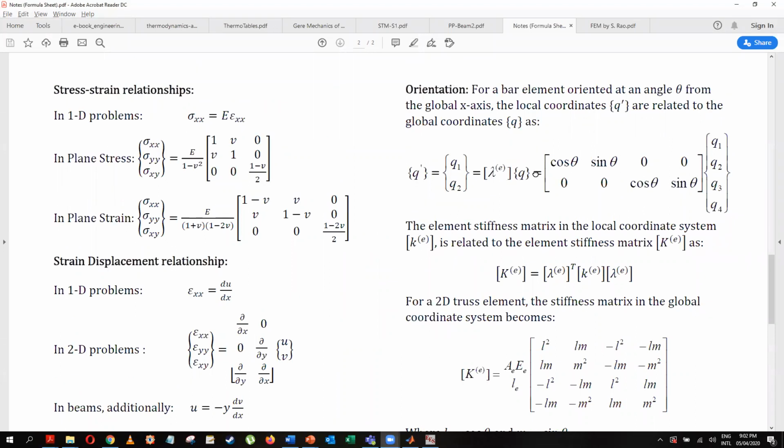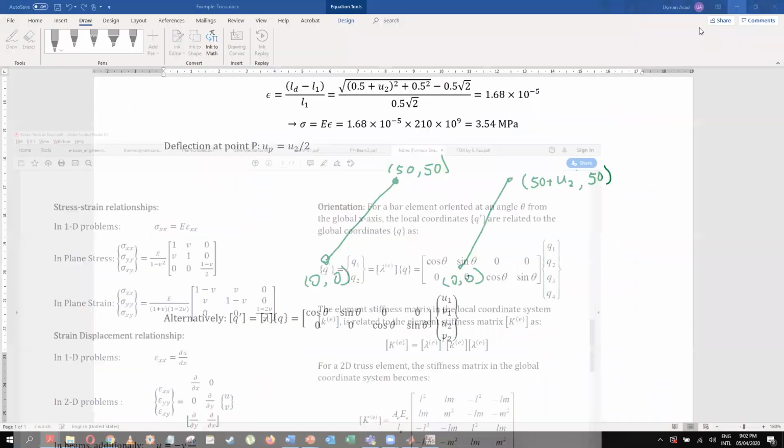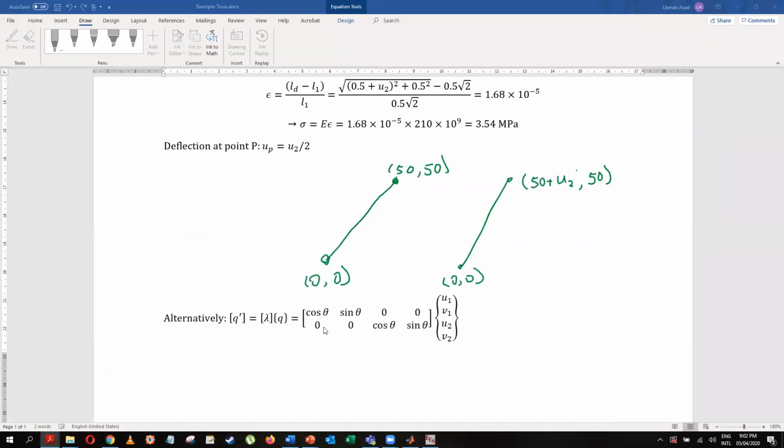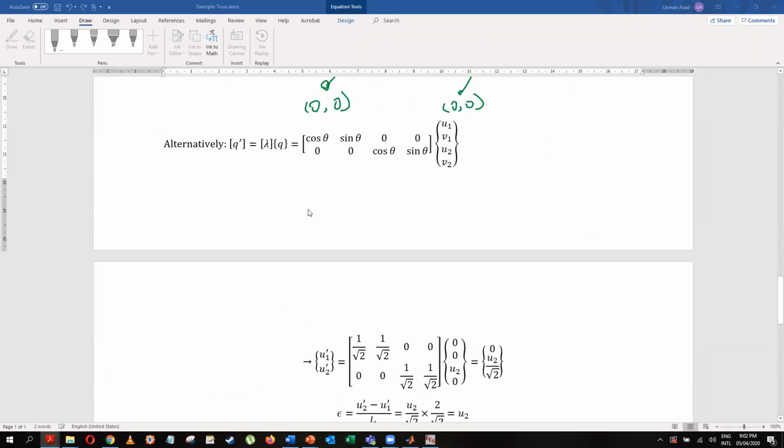right? This equation reads: in the local coordinate system, if the coordinates are q prime, then that is equal to a transformation matrix multiplied by the coordinates in the global coordinate system for a truss. So the way it would apply here would be: u1 prime, u2 prime is going to be equal to this lambda multiplied by u1, v1, u2, v2.